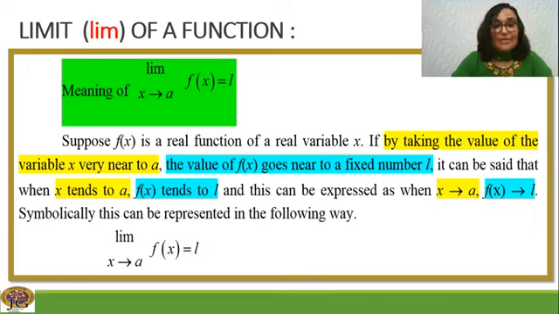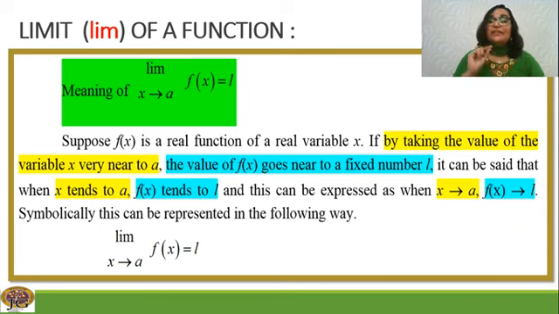Suppose fx is a real function of a real variable x. By taking the value of the variable x very near to a, अब आपको पता चल गया है very near to का मतलब क्या हुआ, right? हमारा वो वाला example exactly 1 नहीं, 0.99, 1.001, बस वही. By taking the value of the variable x very near to some number a, कोई भी a कुछ भी number ले सकता है, 1, 2, 3, -3 कुछ भी ले सकता है, ठीक है?